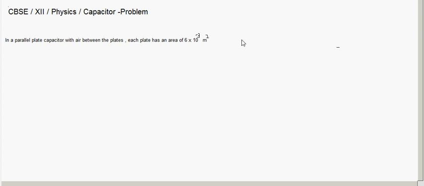And the distance between the plates is 3 mm. Calculate the capacitance of the capacitor.